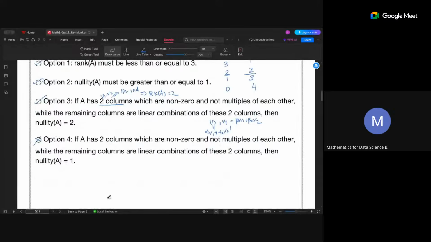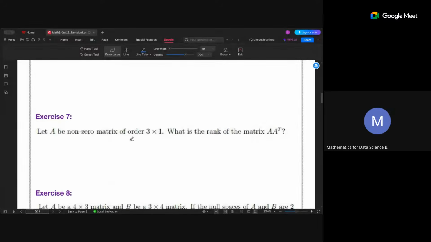Let A be a non-zero matrix of order 3 by 1. What is the rank of the matrix A transpose? What is the rank of A transpose? It is 3 by 1. A full rank.